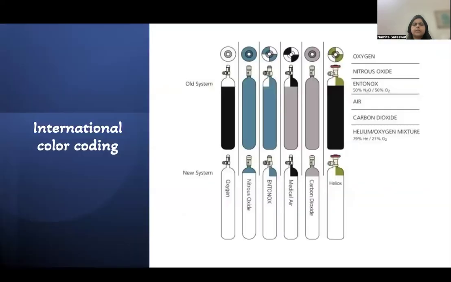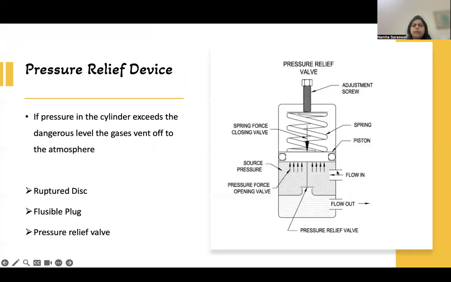This is the international color coding, which shows that oxygen is white in color and the rest of the cylinders' shoulder color differs. Now, every anesthesia machine part has some safety feature. Similarly, cylinders also have safety features. Whenever the pressure in the cylinder exceeds the dangerous level, the gases should vent off, otherwise the cylinder will burst. So there is a safety feature so that the gas can vent off when there is higher pressure.